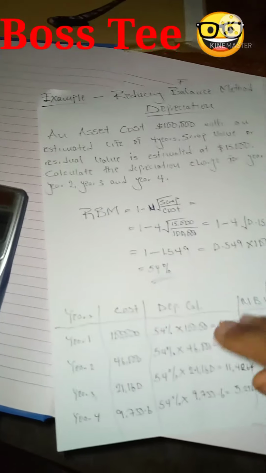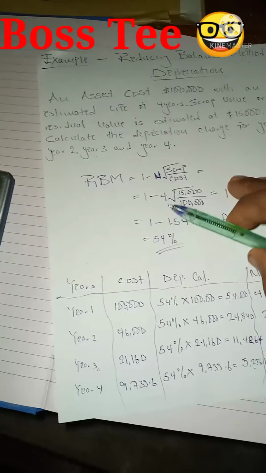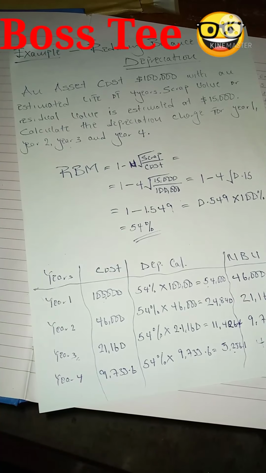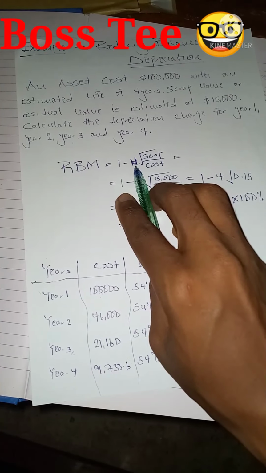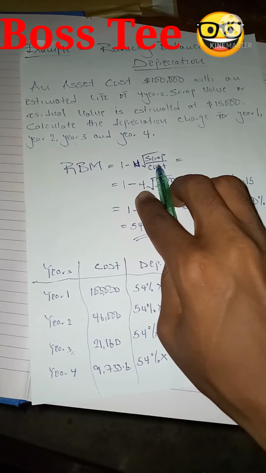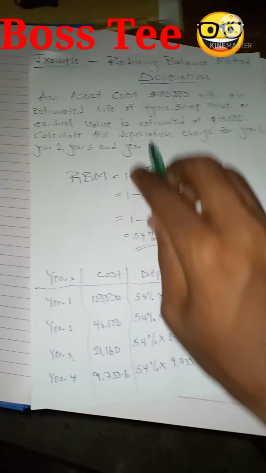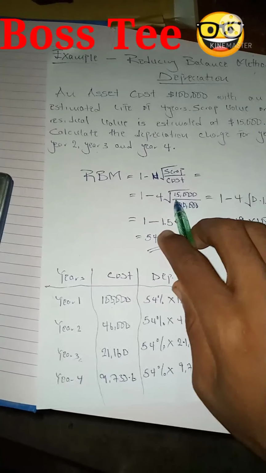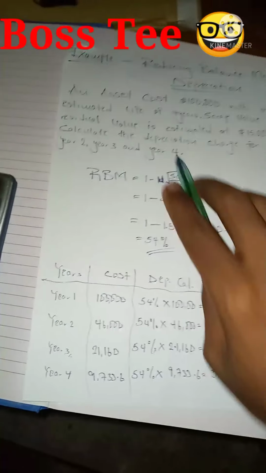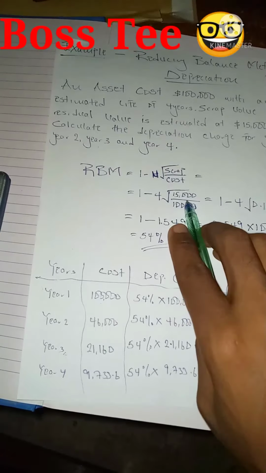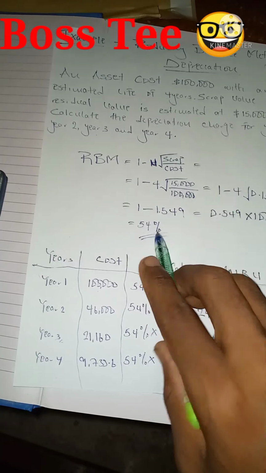We go over it again. It says for the reducing balance method, for you to ascertain the rate you're going to use to depreciate, you use this formula. You say 1 minus the nth root of the scrap value divided by the cost, where the number of years is 4. The scrap value here is 15,000 and the cost of the asset is 100,000. So we arrive at 54%.